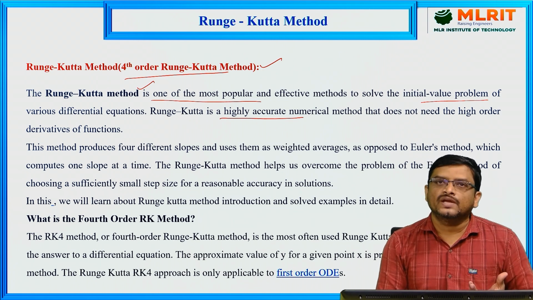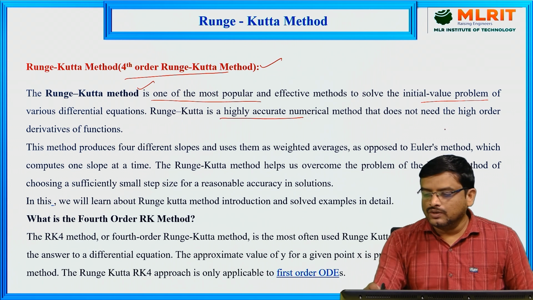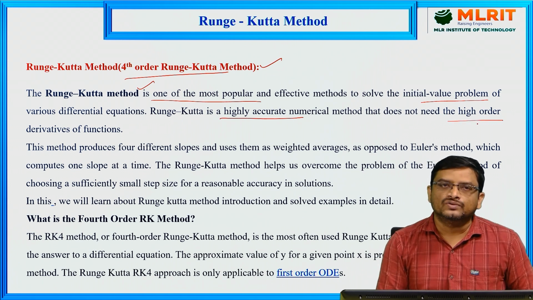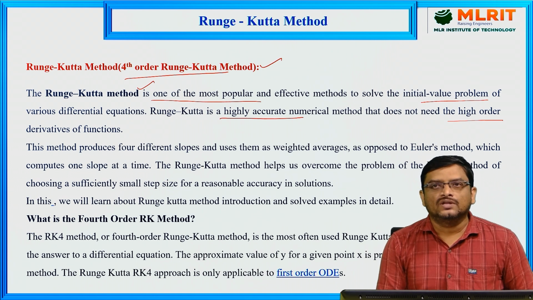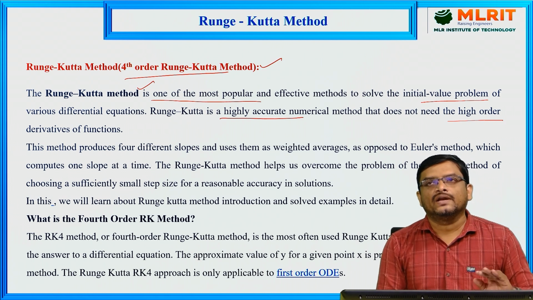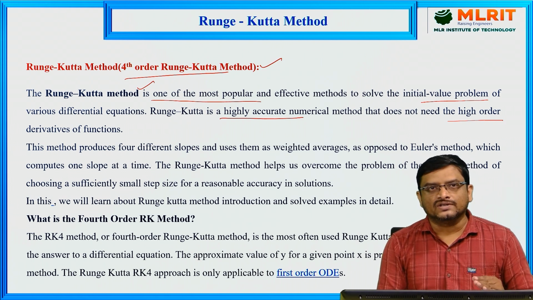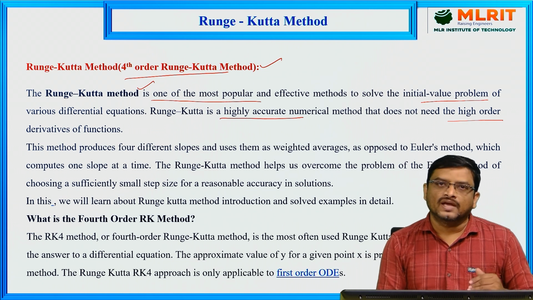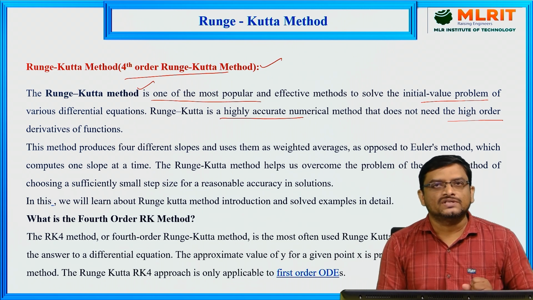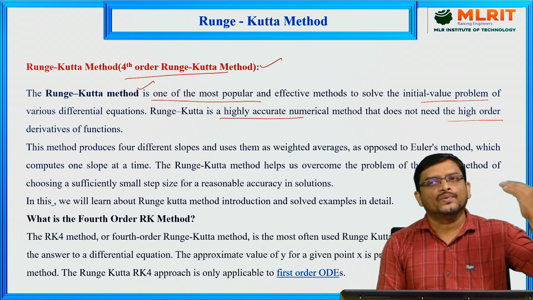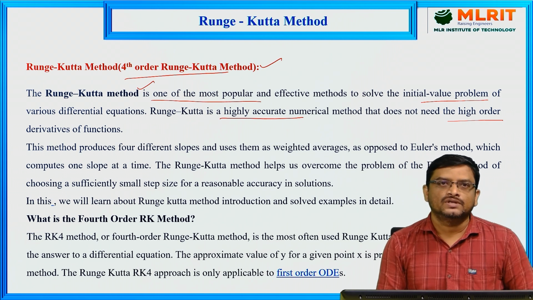Why is it very accurate? Because here there is no need to find the higher order derivatives of the given function. In the Taylor series, we have to find the higher order derivatives. That is the main demerit of the Taylor series. But in this Runge-Kutta method, there is no need to find any higher order derivatives, so we can use the function directly and find the solution. And the solution we get by using Runge-Kutta is more accurate compared to the previous methods we have discussed.